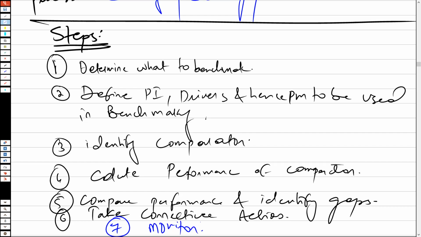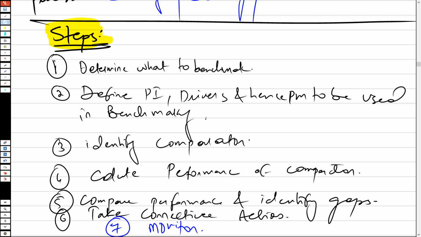Let me explain. There are different steps that an organization would adopt. Number one is that you need to identify what to benchmark. Is it the function, the process, or the product that you have to benchmark? Then you have to define the performance indicator, like sales as an indicator. Then the drivers, like sales being driven by maybe capital. So from performance indicators and drivers, you get the performance measures.